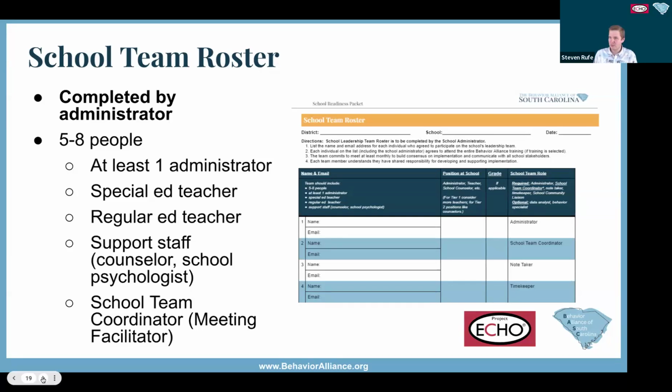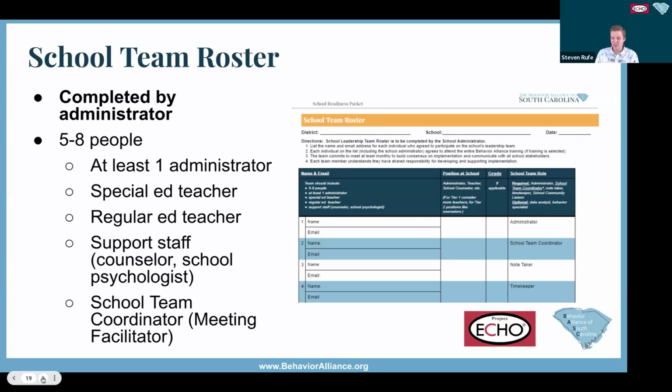We really want this to be a team-based approach, just like all of you are doing at the district level, at the school level. So it's really important for that school leadership team to be multiple people with varied roles. So we always say that the administrator is automatically a member of the team, and it has to be that there is administrative authority on that team. So we say it has to be at least one administrator.